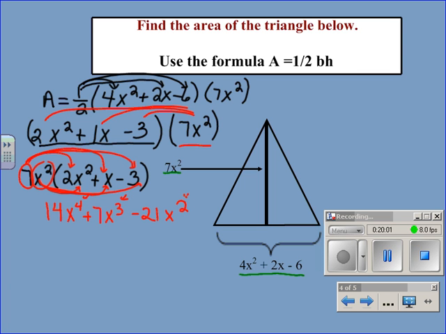So when I'm finding the area of this triangle, using the formula 1/2 base times height, I have 14x to the fourth plus 7x cubed minus 21x squared. And that will be the area of my triangle. In order to do this, we had to use the same process as we did with all of the others, where we just distribute everything on the outside of the parentheses to the inside of the parentheses, though we actually had 3 things to multiply this time instead of 2.